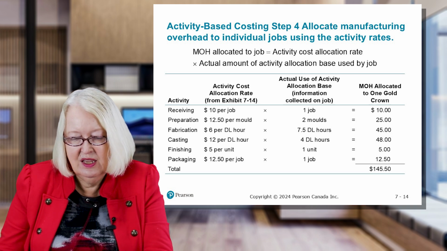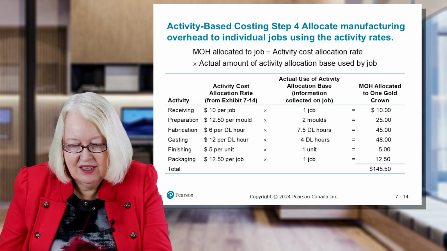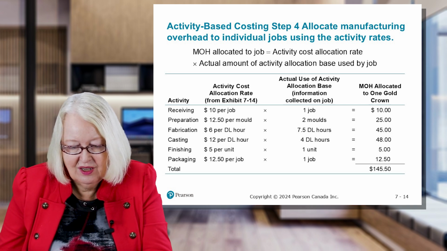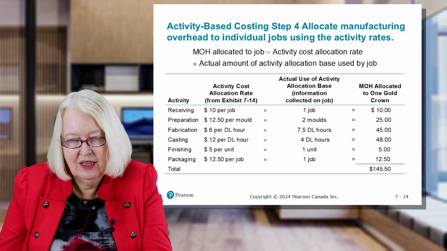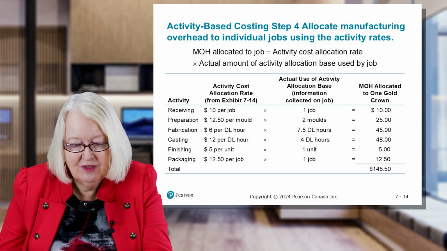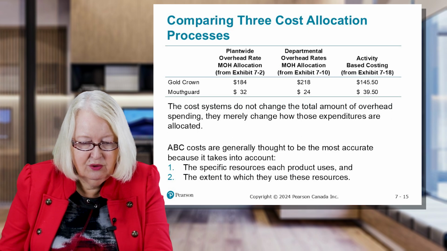So now you see when you break down your overhead to a lower level, like activities, your costs are more granular. It takes more time, but it is more accurate. So you end up with a manufacturing overhead allocation of $145.50 to the gold crowns. So when you compare, there are 3 methods.